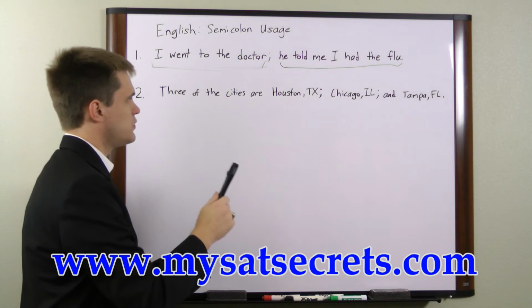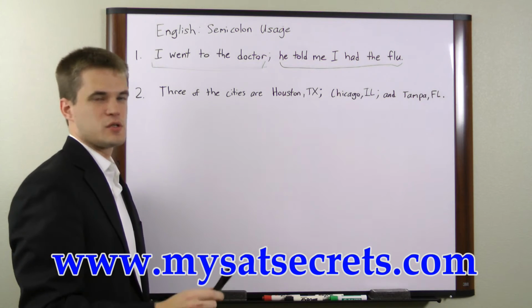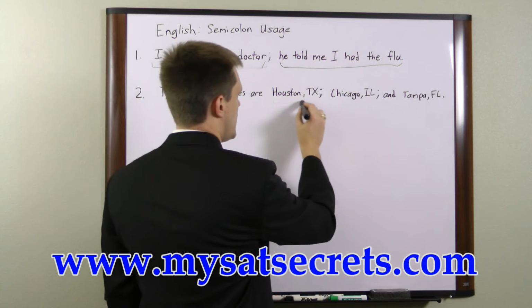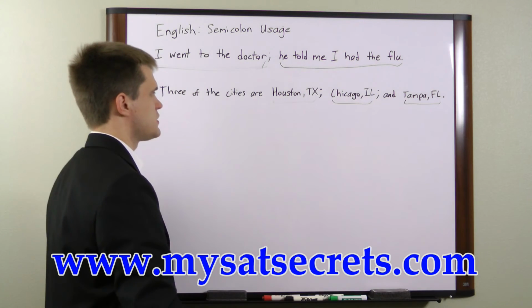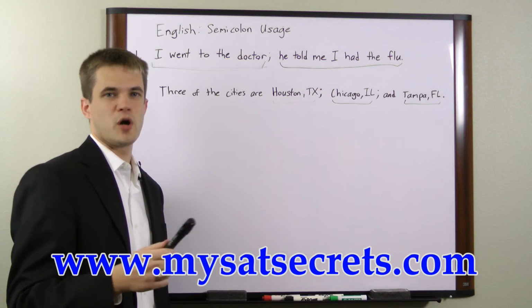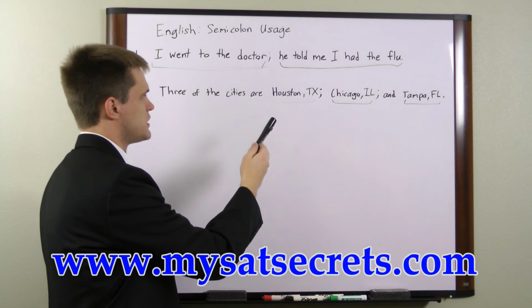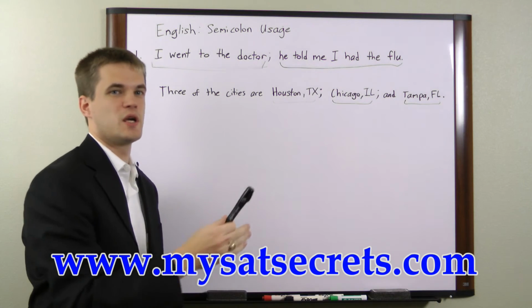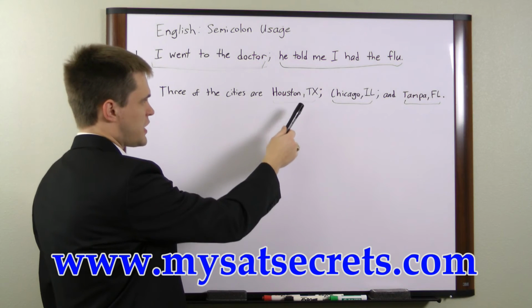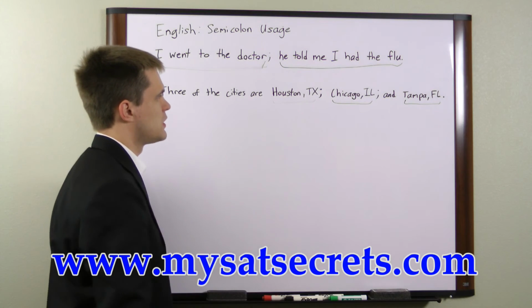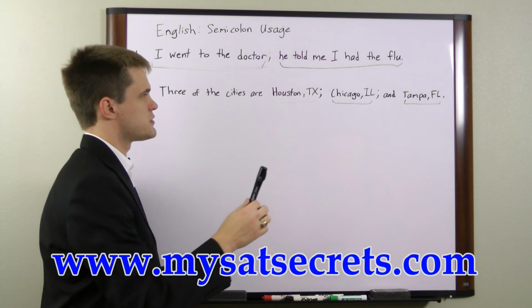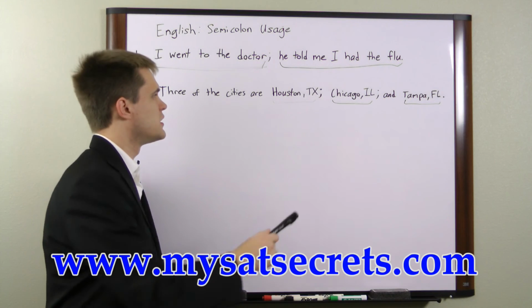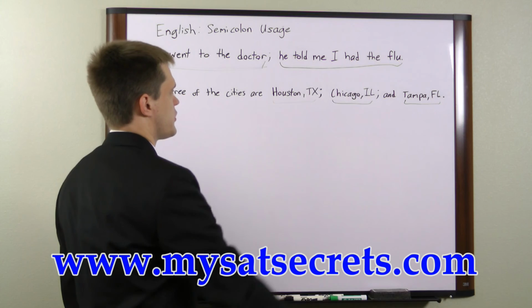The second example was items in a list. So as you can see here, we've got three items, and they are city-state combinations. So you'll recall the proper way to list out cities and states is city, comma, state. So each item has an internal comma. So it could be confusing to try to separate them with commas, so the proper usage in this instance is to use a semicolon to separate each of them.